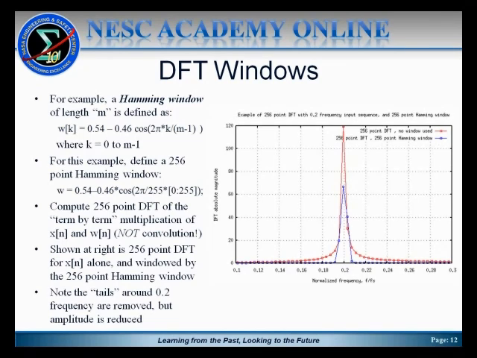And now you'll notice the tails around the 0.2 frequency are removed. You get a nice, clean little pulse, not a single spike anymore that jumps up at 0.2, but most of the tail has been removed, and now it's a cleaner representation of that single frequency content of 0.2 normalized frequency that we built into the example sequence.